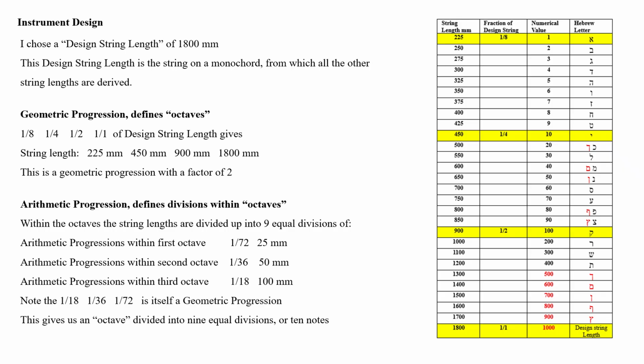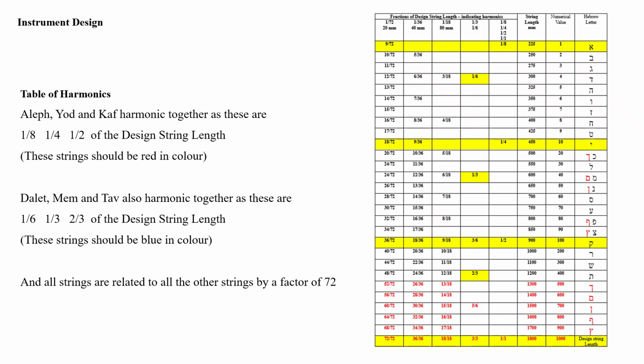Arithmetic progression defines the divisions within the octave. Within the octaves, the string lengths are divided up into 9 equal divisions, or 10 notes. Table of harmonics. Aleph, Yod, and Kaf harmonic together, as these are 1/8, 1/4, and 1/2 of the design string length. Dalet, Mem, and Tav also harmonic together, as these are 1/6, 1/3, and 2/3 of the design string length. And all the other strings are related to one another by a factor of 72.